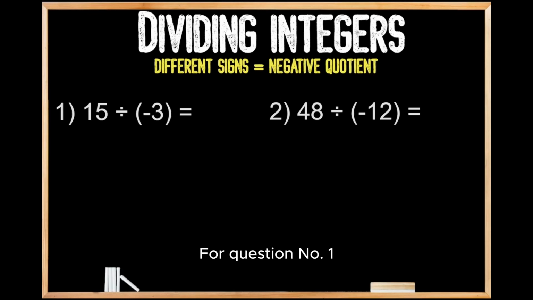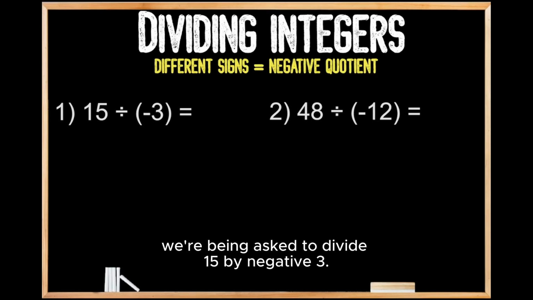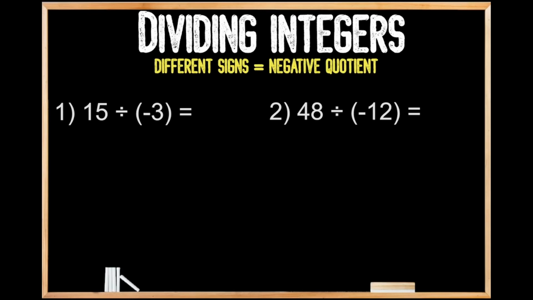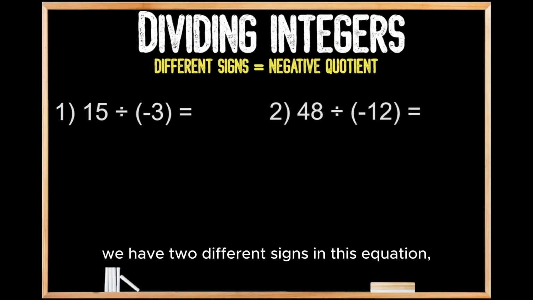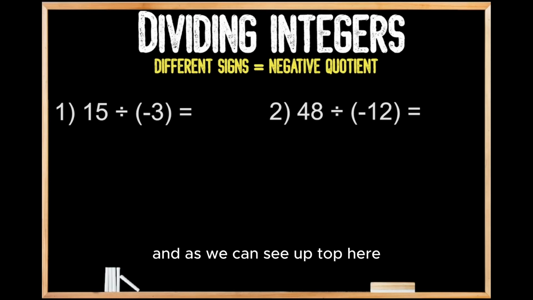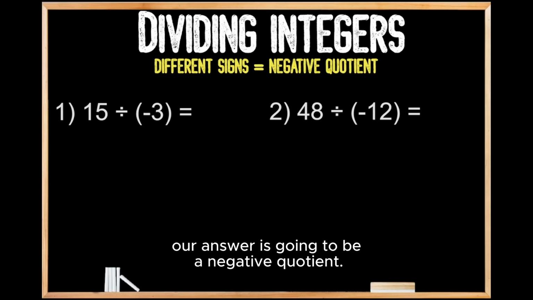For question number 1, we're being asked to divide 15 by negative 3. Clearly here we have two different signs in this equation, and as we can see up top here highlighted in yellow, whenever we're dividing integers that have different signs, our answer is going to be a negative quotient.